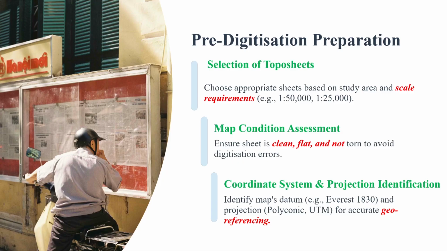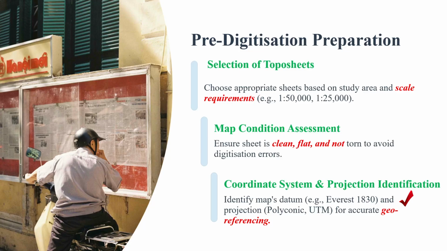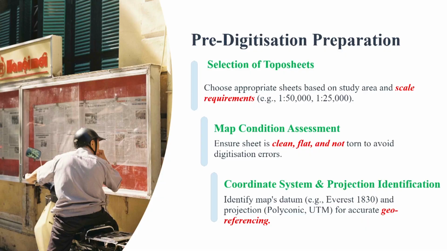Then the third one is coordinate system and projection. The four corners of the topo sheet have latitude and longitude values. We also need to know which projection the topo sheet was created in, either Everest 1830 or WGS 1984, which projection system and coordinate system they followed. These are all the things we have to pre-check when we do the digitization.